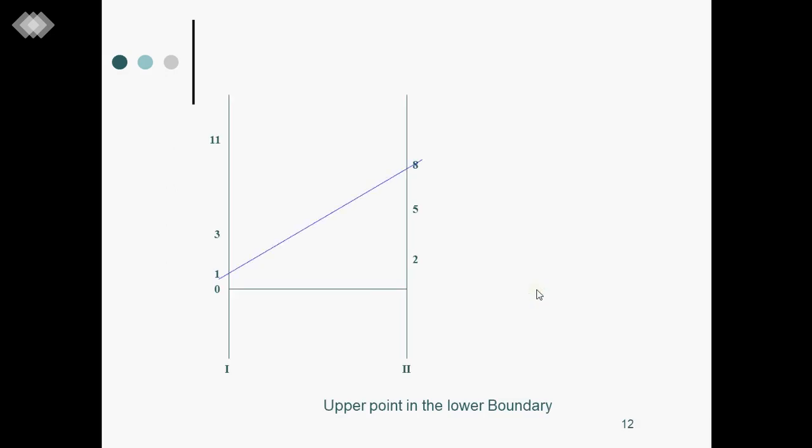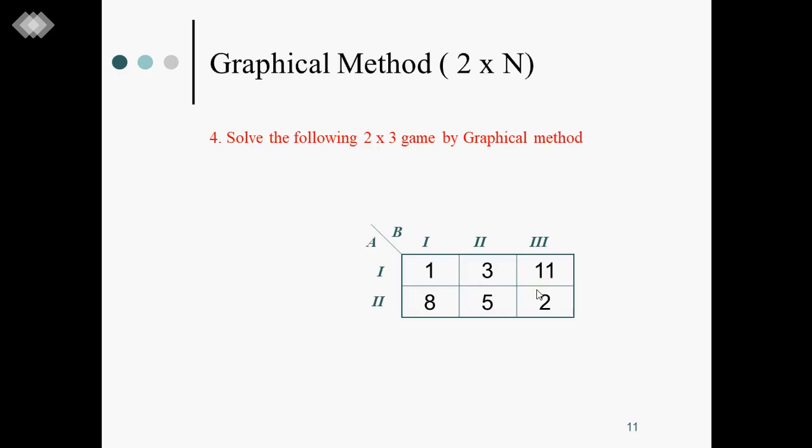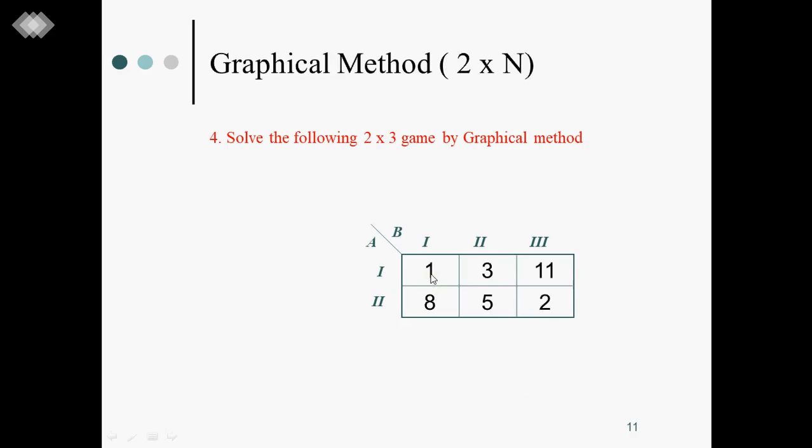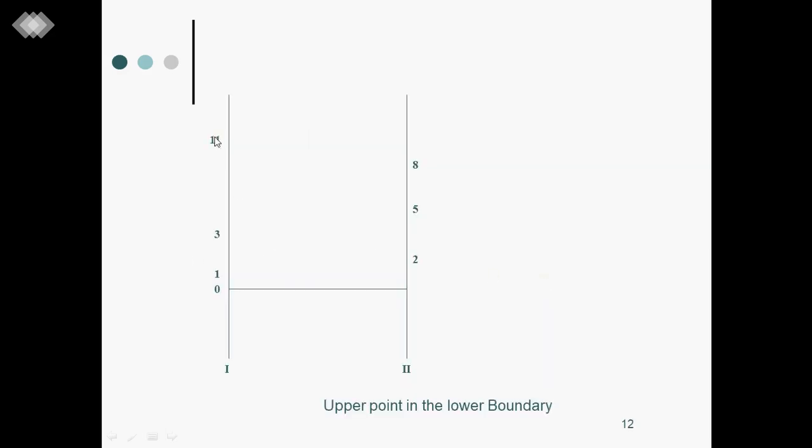So based on the values 1 and 8, 3 and 5, you take a suitable scale. The minimum value is 1 and the maximum value is 11. Then try to draw the variations, the slope lines. Like this, you have to draw the first strategy, second strategy, and third strategy.